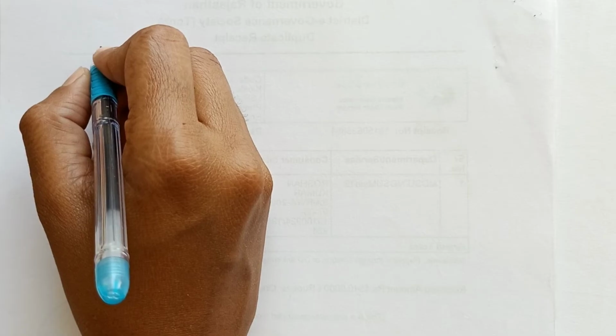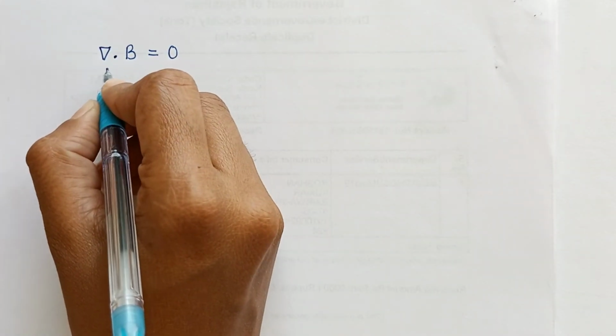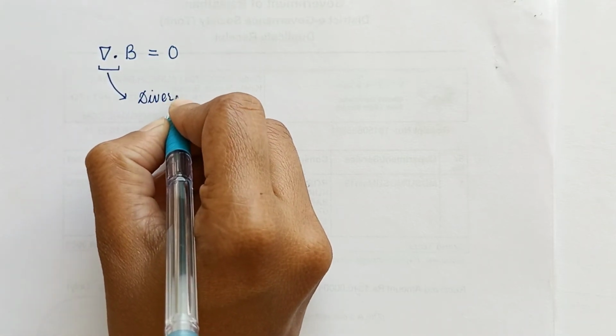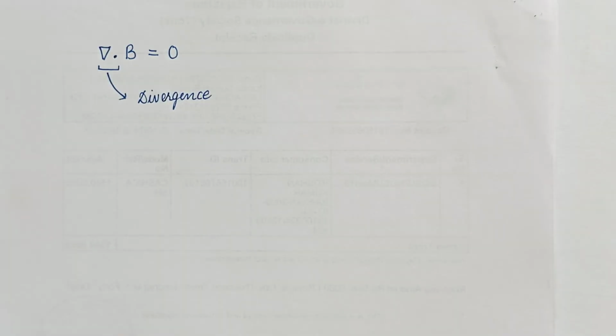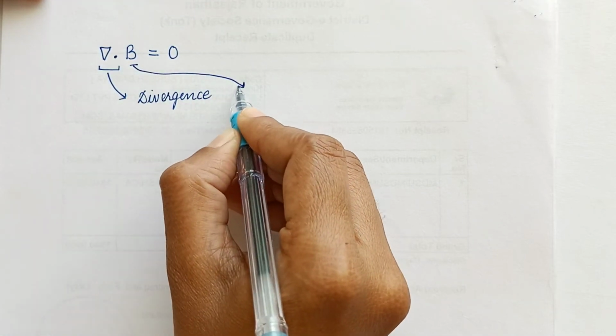Let's see what it is trying to convey. Del dot B equals 0, where del dot represents divergence, which means something is diverging. What is diverging? B, that is magnetic field.